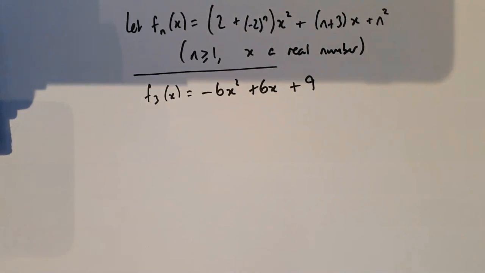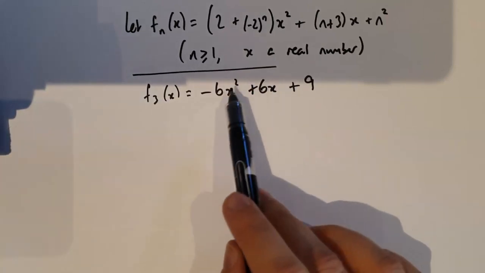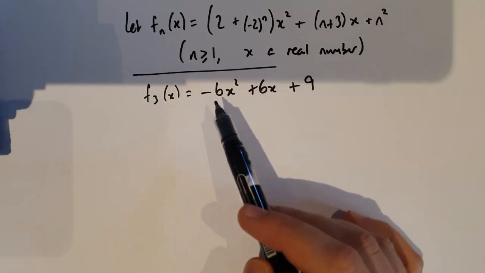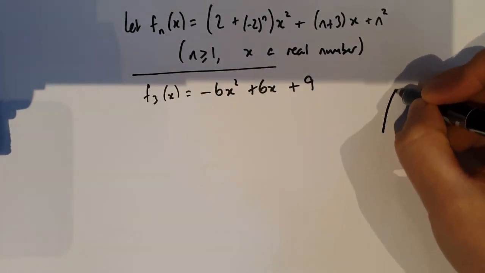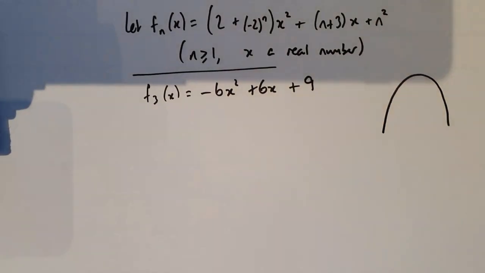And now it asks us to find the maximum value of f3 of x. And I think the first thing I'm going to do is ask myself whether this is a reasonable question. Do I believe this function has a maximum? So what does it look like? Well, this function is a quadratic. And because it's got a negative coefficient here, roughly speaking, it's going to have this kind of shape, a parabola, and it will indeed have a maximum. So I believe the question is asking us something reasonable.